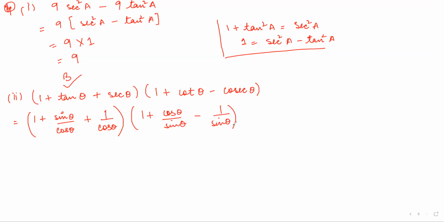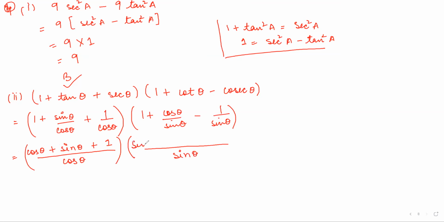Now, because you are adding fractions, so you will take LCM. So take LCM here, cos theta, right? So the first term becomes cos theta plus sine theta plus 1. Similarly here, you take your LCM, that is sine of theta. So this will become sine of theta plus cos of theta minus 1, right?